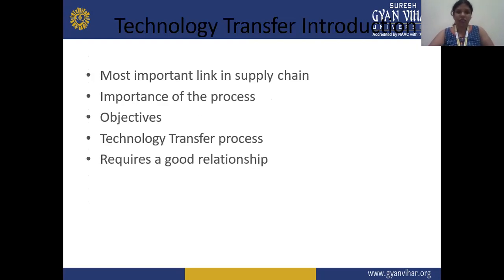So technology transfer is the most important link in the supply chain. If you are supplying, or transferring something from one place to another place, that comes under technology transfer. This is a very important process. Why? Because if we are not transferring the technology, then we cannot make good profit from our technology. We cannot make alliances with other companies.